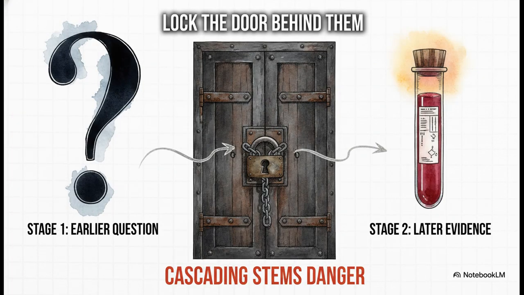But the absolute most dangerous flaw? That would be cascading stems or backward cueing. As an illustrative example, imagine stating, the patient's hemoglobin returns at 10.4 grams per deciliter, confirming microcytic anemia. If you inadvertently provide this diagnostic data in Stage 2, well, you've just accidentally handed them the answer to a Stage 1 question. You absolutely must lock the doors behind them.